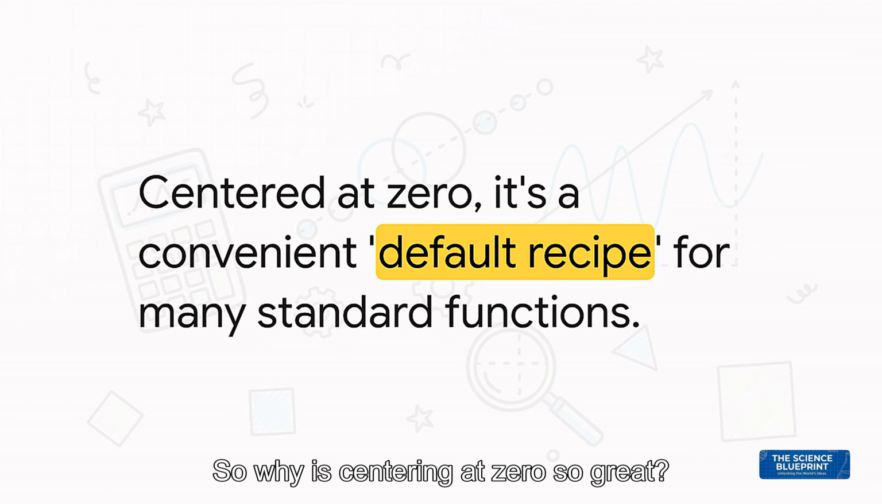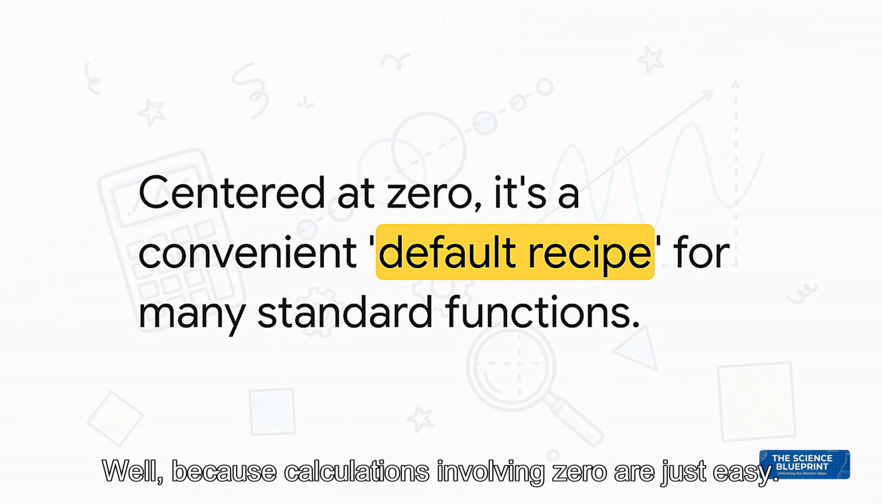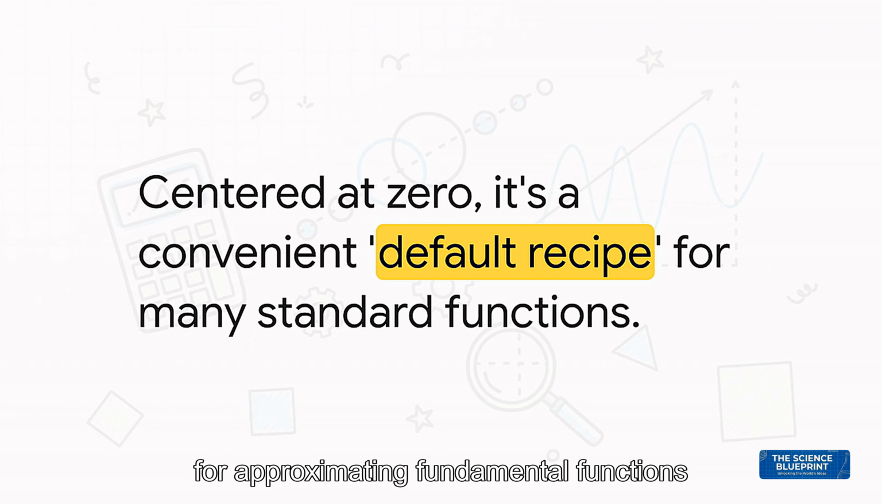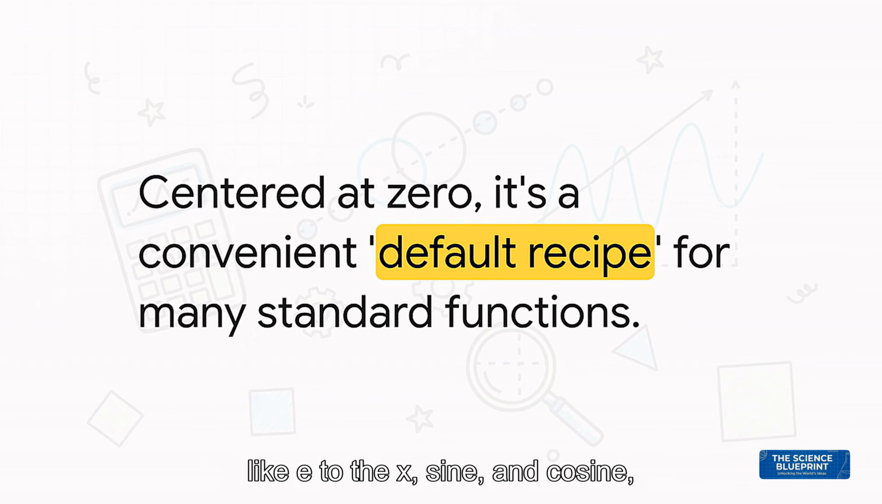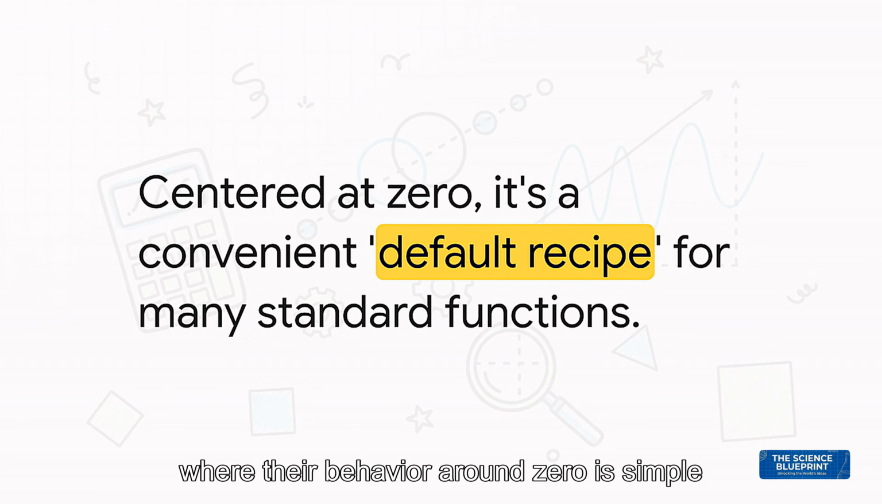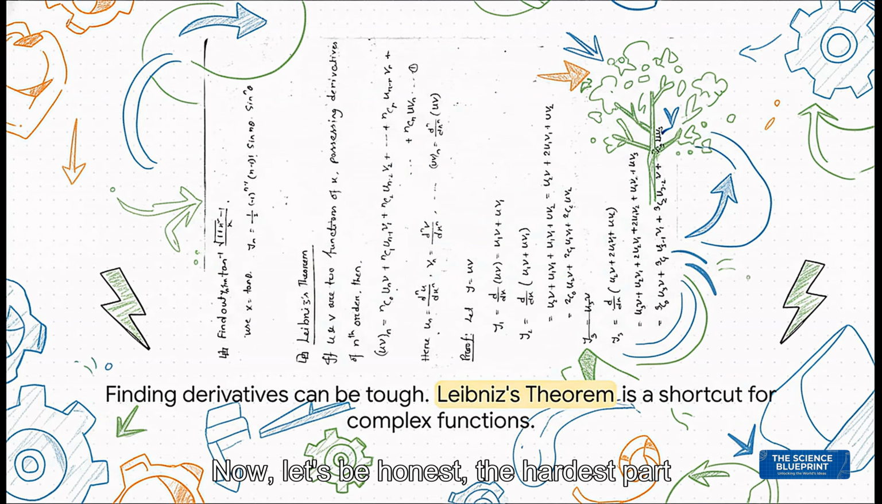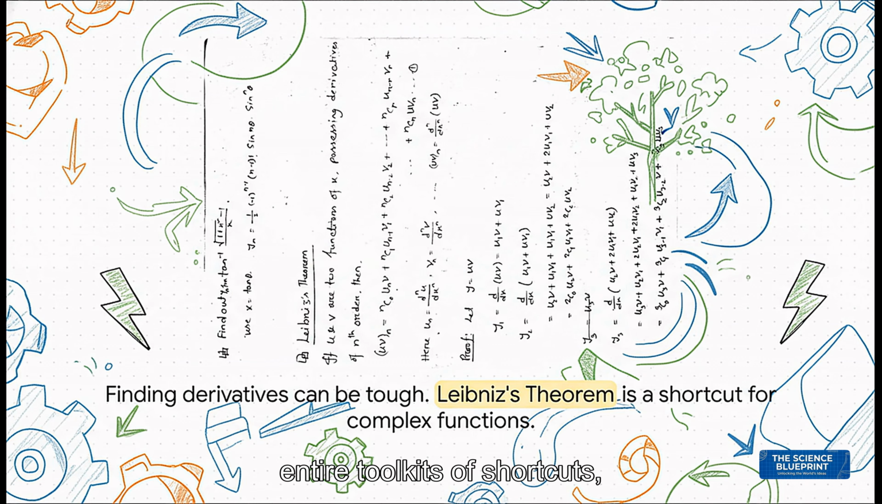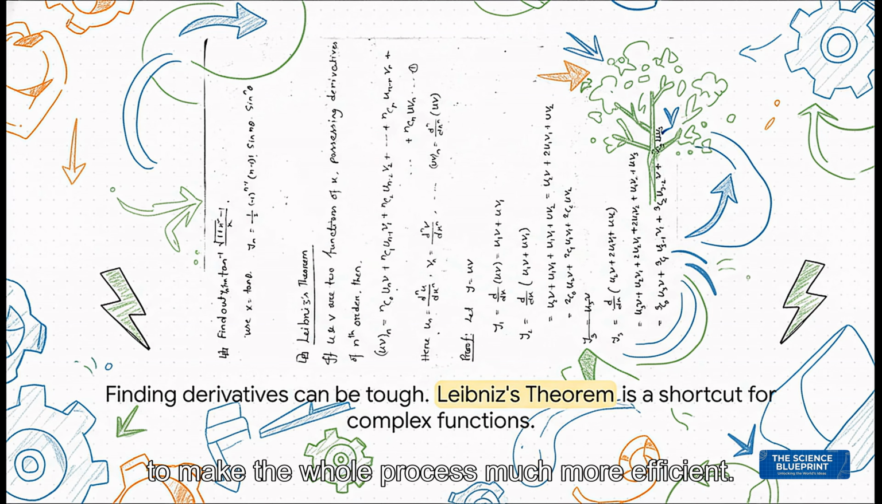So why is centering at 0 so great? Well, because calculations involving 0 are just easy. This makes the Maclaurin series the go-to default recipe for approximating fundamental functions like e to the x, sine, and cosine, where their behavior around 0 is simple and really well understood. Now, let's be honest, the hardest part of building these polynomials is often finding all of those derivatives. It can get messy really fast. And that's why mathematicians have developed entire toolkits of shortcuts, like the Leibniz Theorem shown here, which gives you a recipe for handling even more complex functions to make the whole process much more efficient.